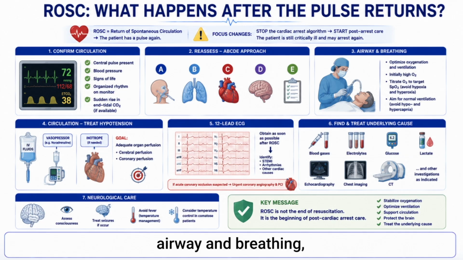For airway and breathing, we optimize oxygenation and ventilation. Initially, oxygen may be high, but once oxygen saturation can be measured reliably, we titrate oxygen to avoid both hypoxia and unnecessary hyperoxia. We also aim for normal ventilation, because both hypercapnia and hypocapnia can be harmful after cardiac arrest.